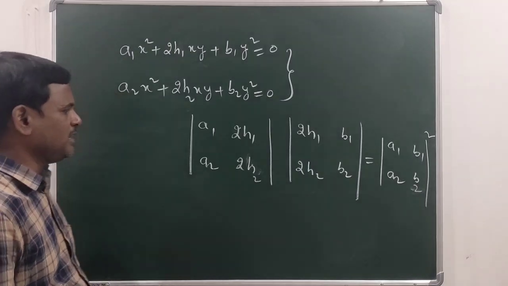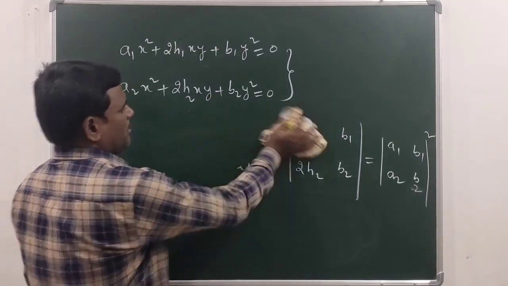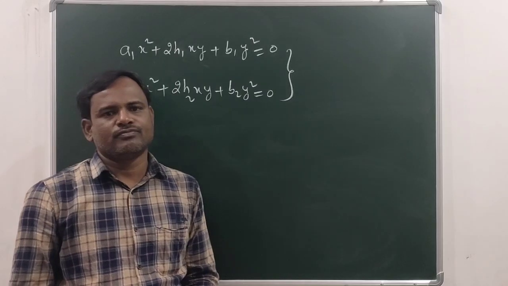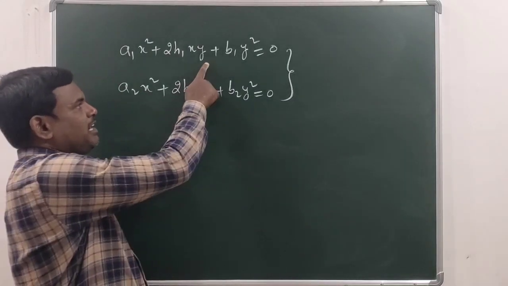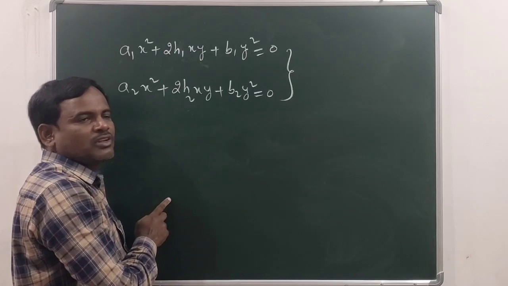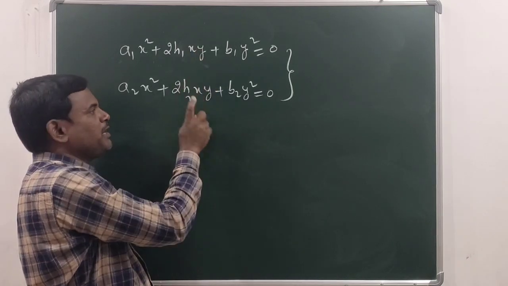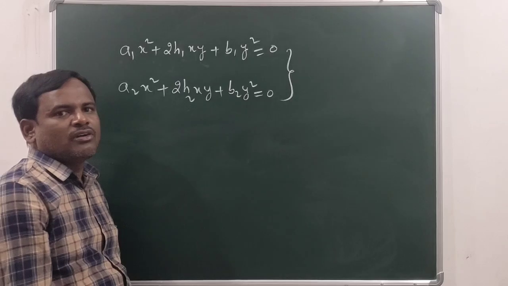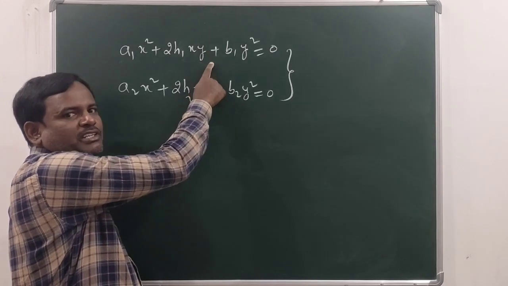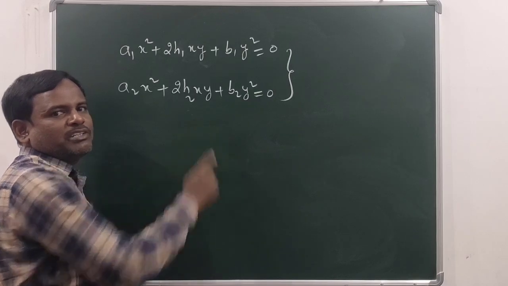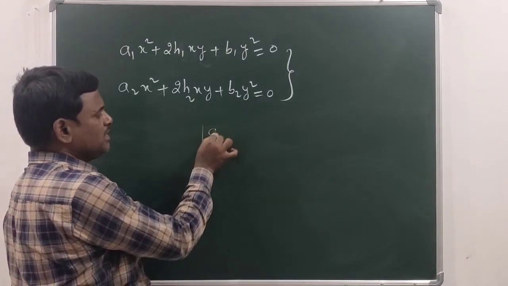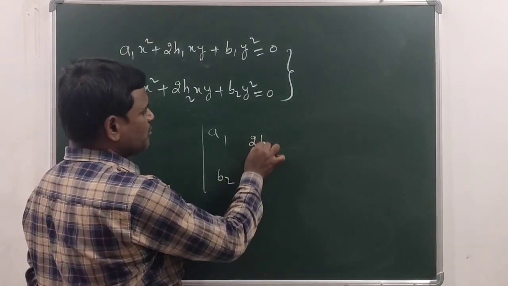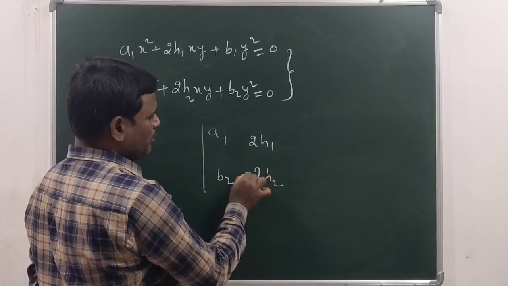Okay, students? Now, here we have one more point. Each of these has 2 lines. One of the lines represented by this is perpendicular to one of the lines represented by this. Then this is the condition. Same as the previous one: a1, here you write b2, here 2h1, here 2h2, with a minus sign.